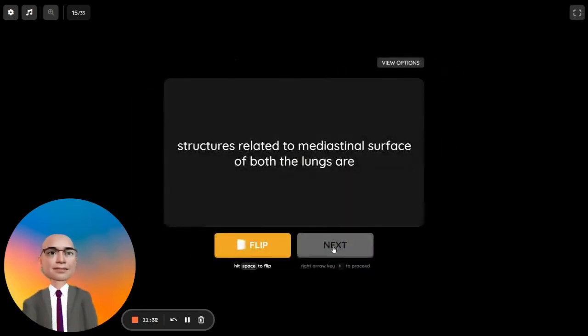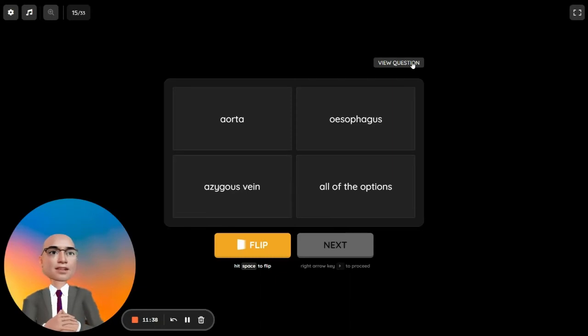Structures related to the mediastinal surface of both the lungs. Let us see the options. Aorta is related to the left lung. Esophagus is related to both the lungs. Azygos vein is related to the right lung. So the correct option is esophagus.